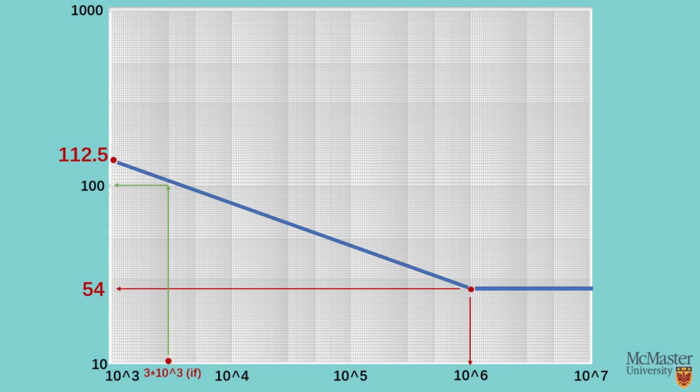So how to estimate the number of cycles for a certain applied stress? It's also simple, just use the same graph. For example, we use 3 times 10^3. And we also draw two straight lines and meet at the curve. We can tell that the stress is approximately 100 here.